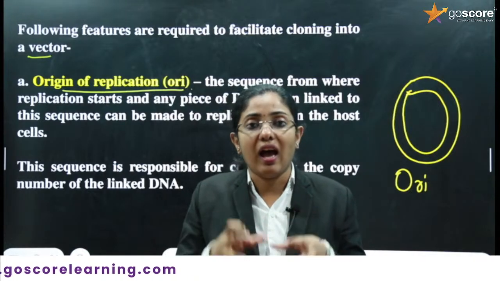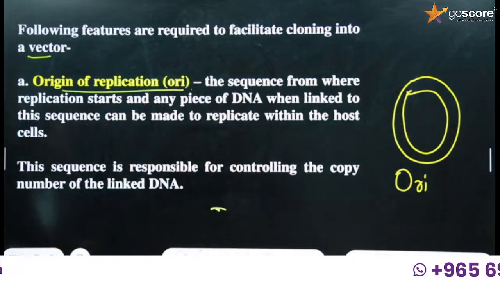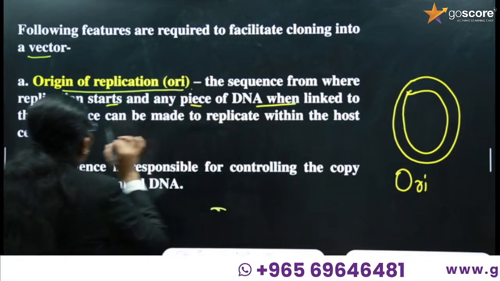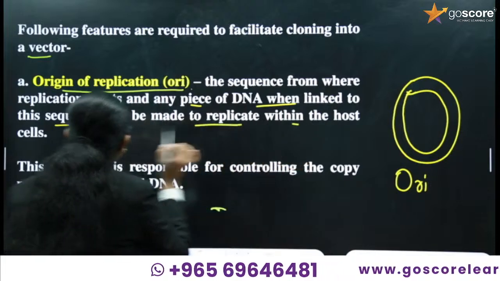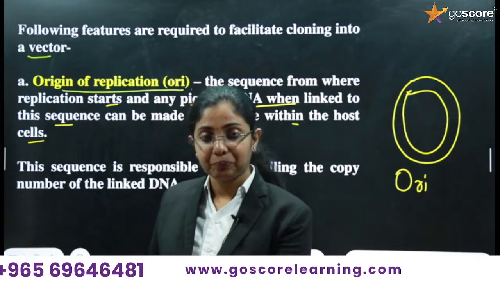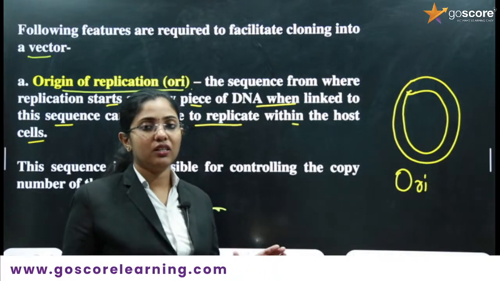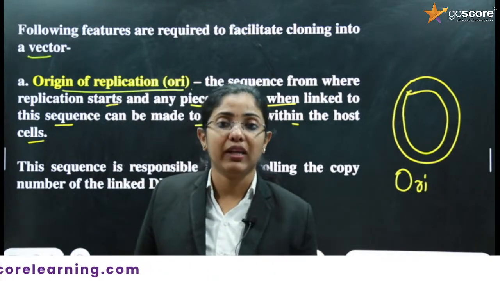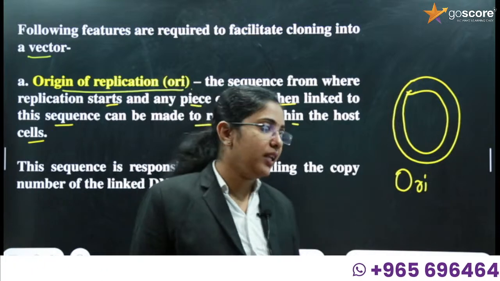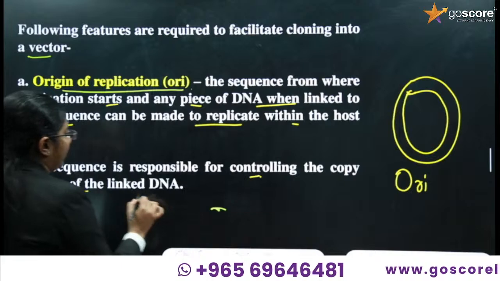So the vector should have which site? Origin of replication. That means the sequence from where replication starts, and any piece of DNA when linked to the sequence can be made to replicate within the host cell. When it is given to the host cell, it also should be replicated. So we have to understand that vectors should have the ability to replicate. If it is replicated, then it can move to the next generation. Simple, that's it. Understood? The sequence is responsible for controlling the copy number of linked DNA.